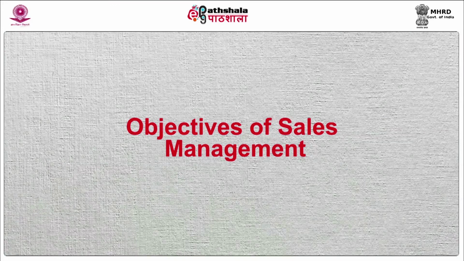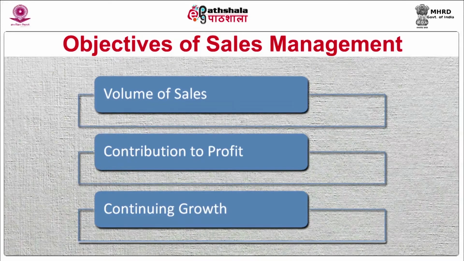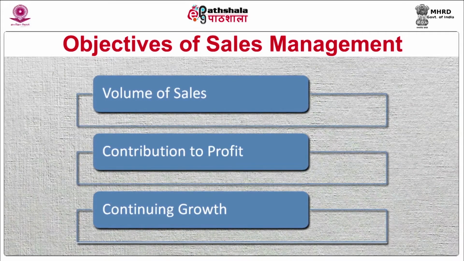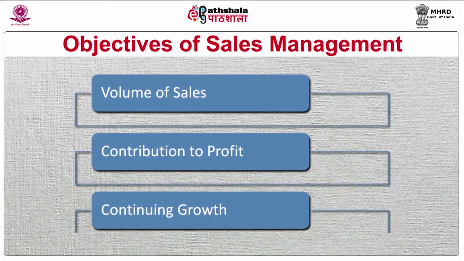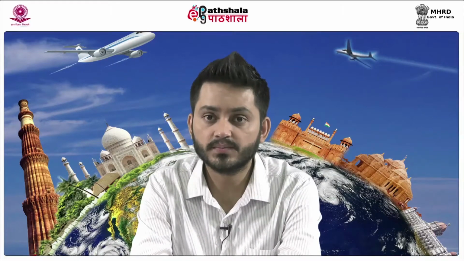Objectives of sales management. Generally, there are three main objectives of sales management from the company's perspective. A. Volume of sales. The number of units of goods or services that can be sold during a particular period is the sales volume. The primary objective of the sales management is to work towards increasing the sales volume in order to generate more revenue.